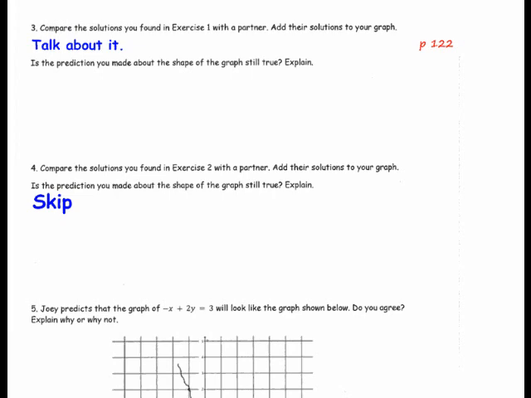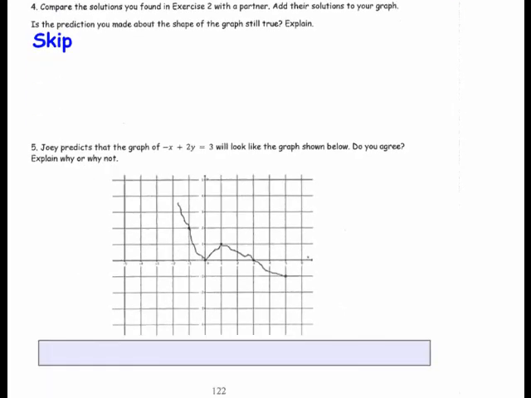Question 3. Compare the solutions you found in exercise 1 with a partner. Add their solutions to your graph. If we were doing that in class, we would do this activity. What we would notice, it says, is the prediction you made about the shape of the graph still true? If you added your classmates' ordered pair solutions to your graph, you would notice that they fall in line with your solutions. We're going to skip number 4 and go down to number 5.